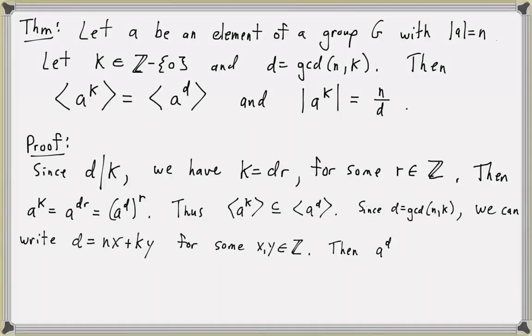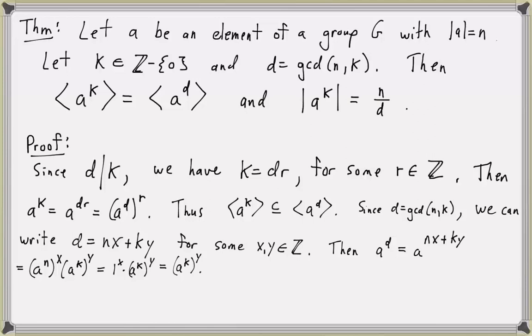Then a to the power d is the same as a to the power nx plus ky, and then breaking this up, we have a to the power n raised to the power x times a to the k raised to the power y. But we assume that a has order n, so a to the power n is the identity. So this is 1 to the power x times a to the k to the power y, which just reduces to a to the k to the power y. So we've written a to the power d as an integer power of a to the k.